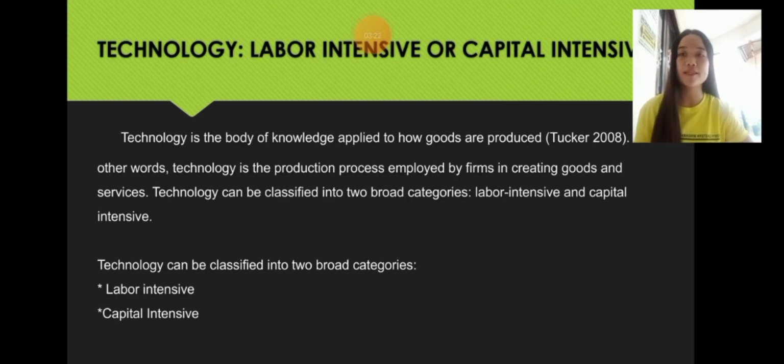Technology, labor-intensive or capital-intensive. Technology is the body of knowledge applied to how goods are produced. In other words, technology is the production process employed by firms in creating goods and services. Technology can be classified into two broad categories: labor-intensive and capital-intensive. So, the first is labor-intensive.